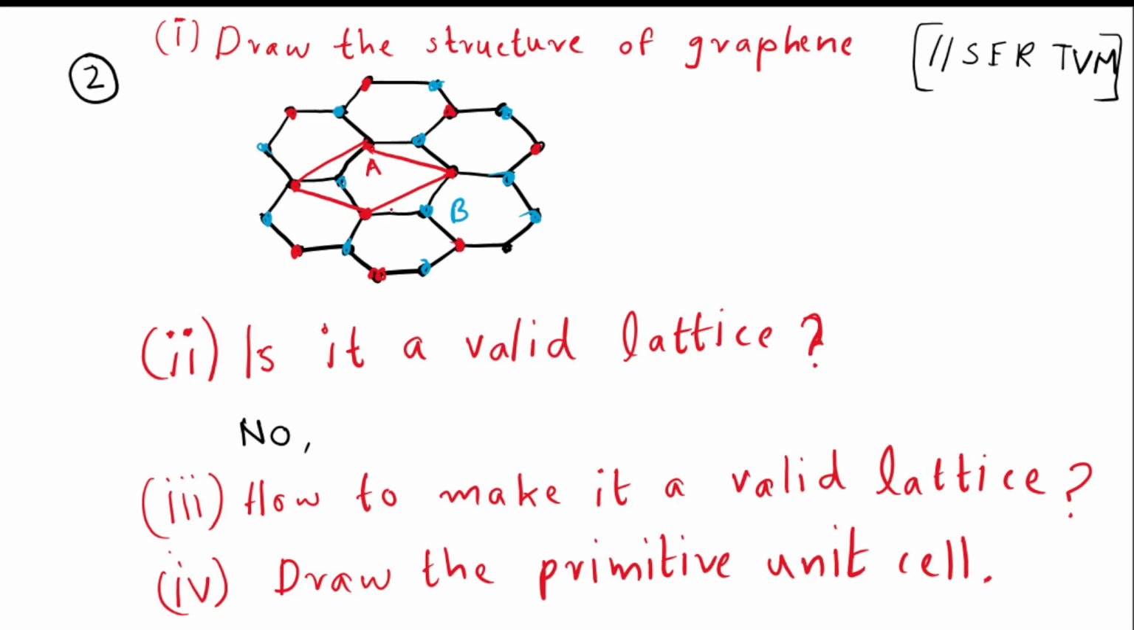So the next question they asked was how many atoms are present within a primitive unit cell. Here we can see that these corner points all together contribute one atom, and there is an atom inside the unit cell. So there are 2 atoms per primitive unit cell.